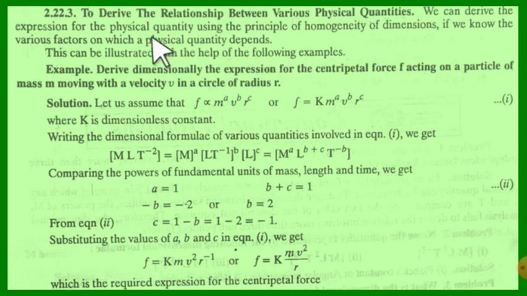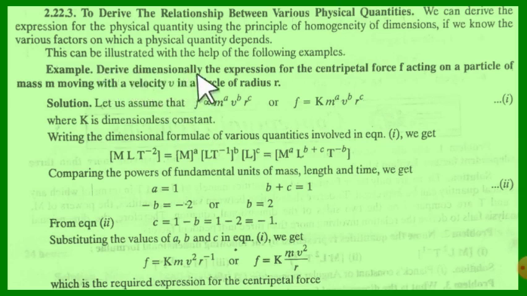By using dimensional analysis, we can derive the expression of a physical quantity using the principle of homogeneity of dimensions. If we know the various factors on which a physical quantity depends, then by knowing all those factors we can easily find the relation between the given physical quantity and the factors on which it depends. This is simply the statement, so let's try to illustrate it with an example.